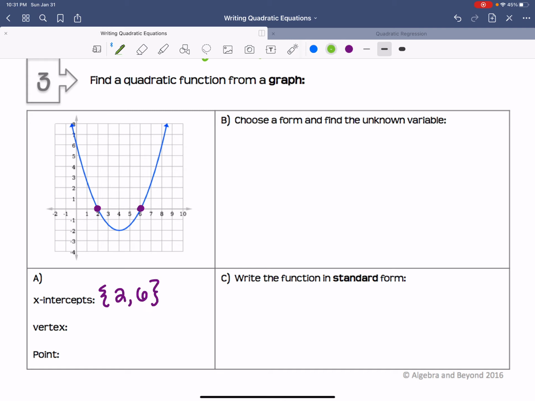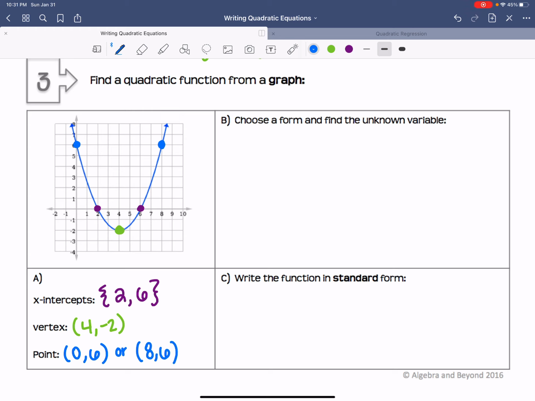Okay, our vertex, the lowest point on the graph, is at the point 4, -2. And then just any old point, I see the point 0, 6. And then just scanning the graph again, I see another point at 8, 6. So you could use either one of those. Those are just some plain old points.